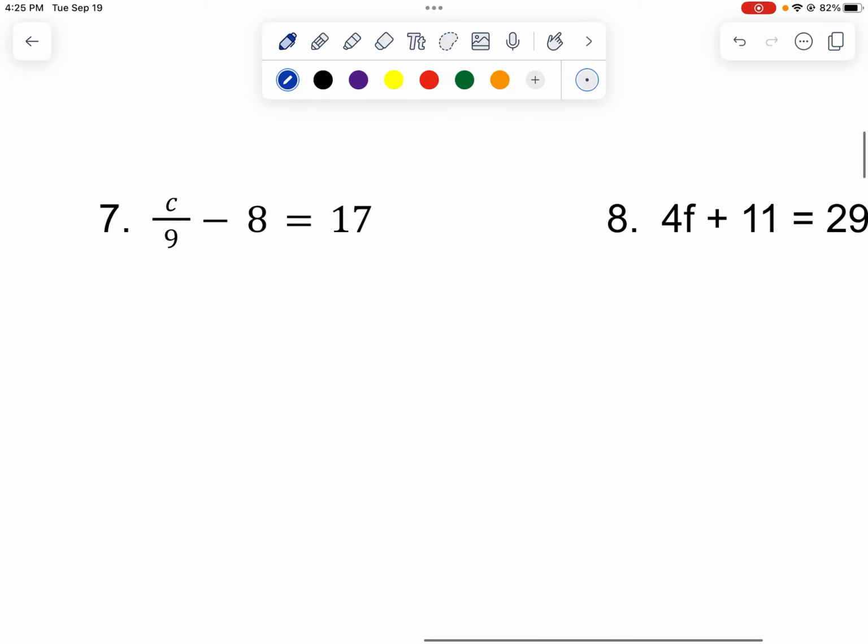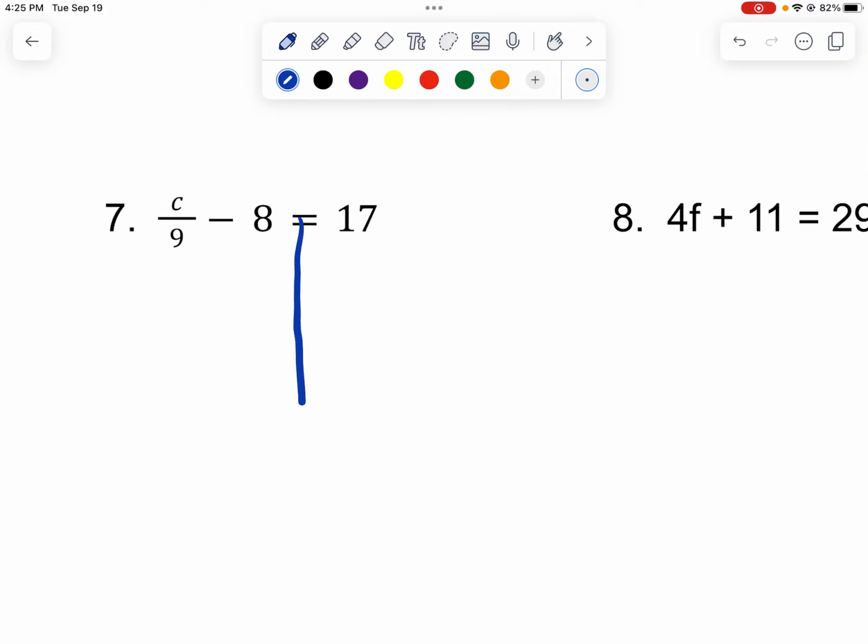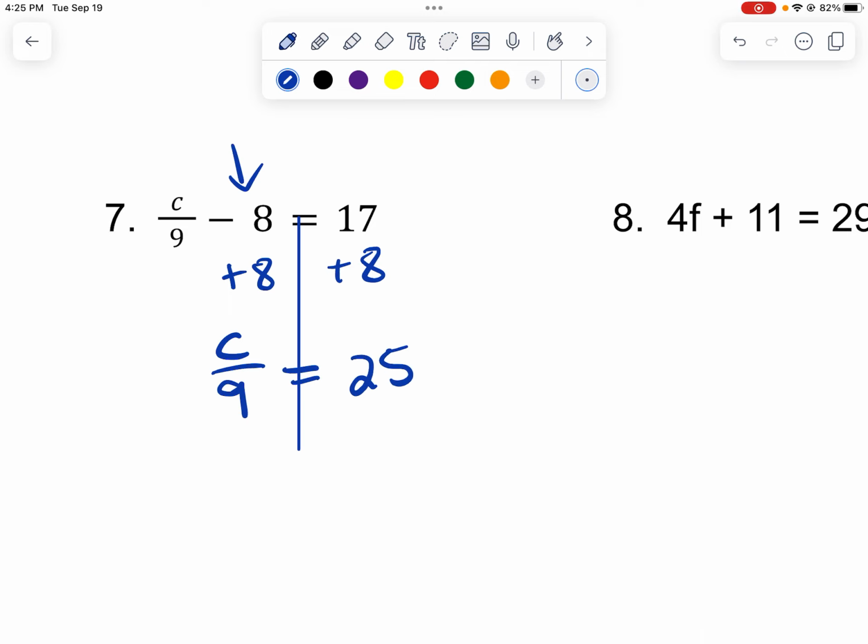Okay, over here. I need to get rid of this part first. So the opposite of subtracting 8 is adding 8. So I have c over 9 equals 25. That's a fraction. We want to get rid of that denominator. So I multiply by 9 on both sides and I get c. That's 45. 18, that's 22.